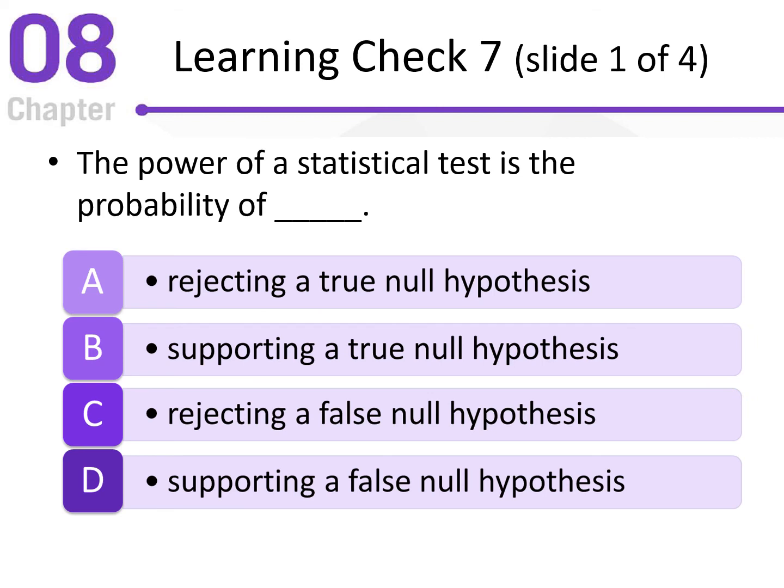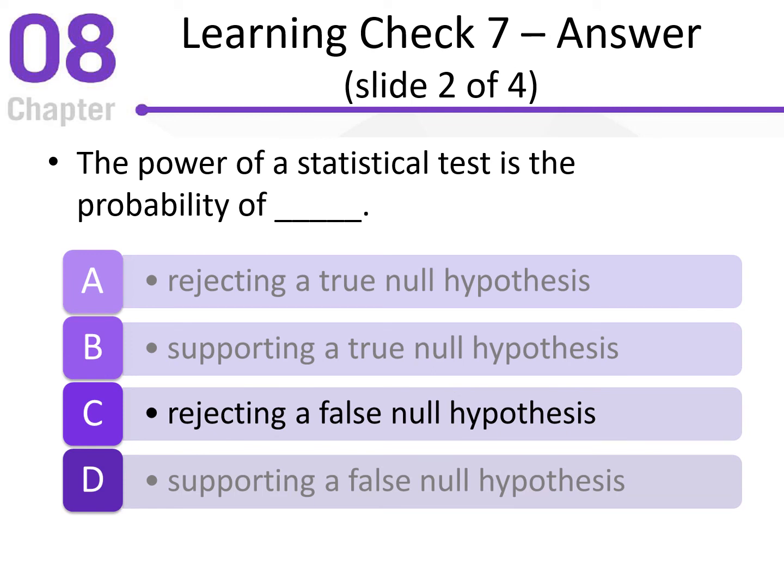Last couple slides. The power of a statistical test is the probability of rejecting the false null hypothesis, right? So it's the probability of correctly rejecting the null hypothesis. When I say correctly rejecting, that means that the null hypothesis is false, and you need to reject it. So it's rejecting the false null hypothesis. That's the same thing as saying correctly rejecting the null hypothesis is rejecting the null hypothesis when it's false.